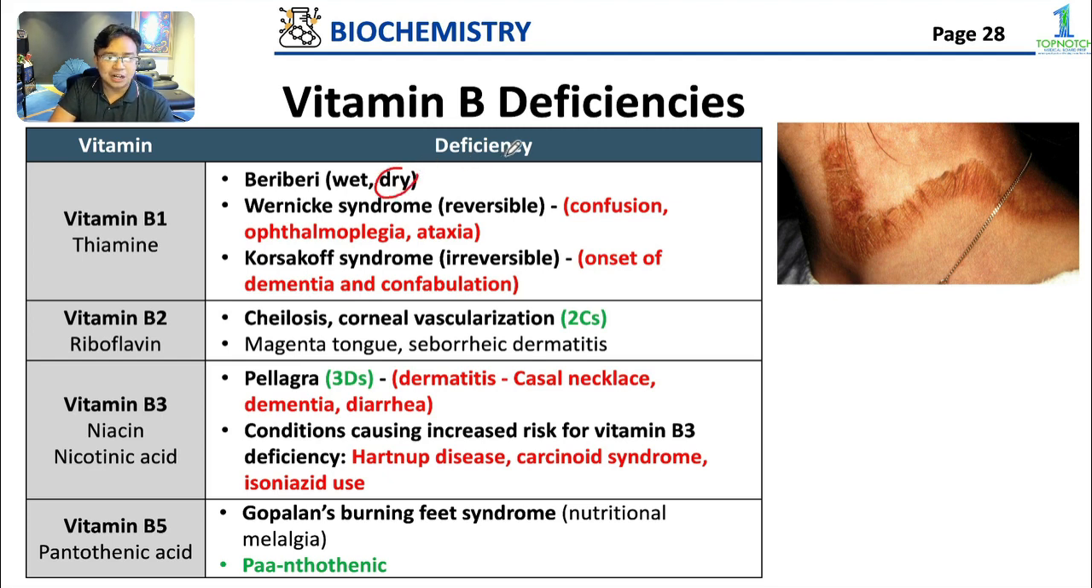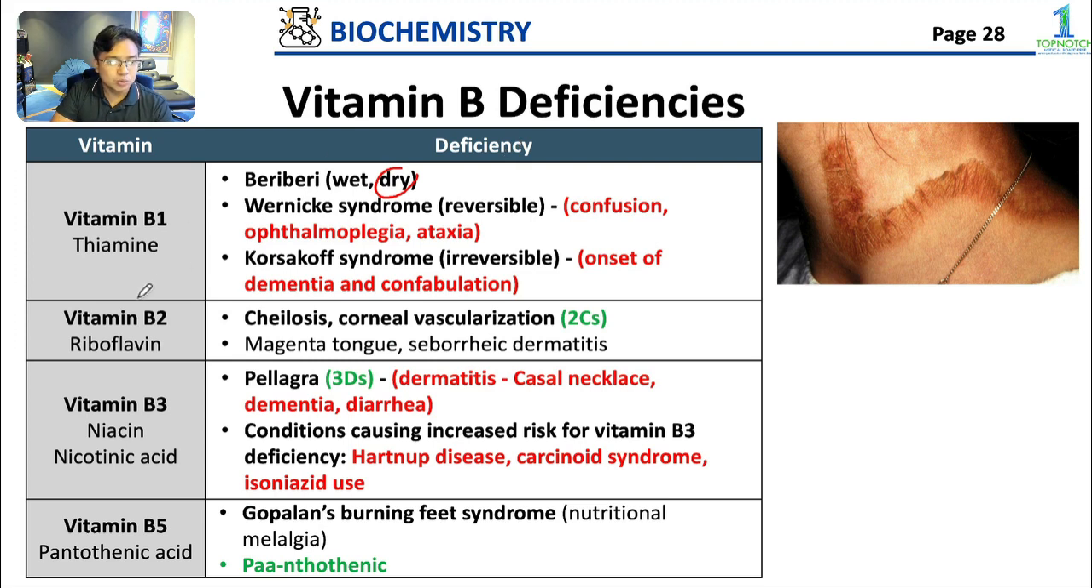If you only have Wernicke, it's still reversible. You have confusion, ophthalmoplegia, and ataxia. But if you have dementia and confabulation, it's already irreversible dry beriberi. You're now having Korsakoff syndrome.